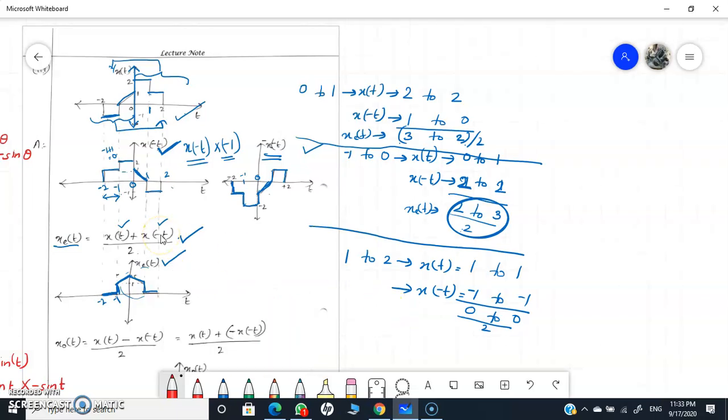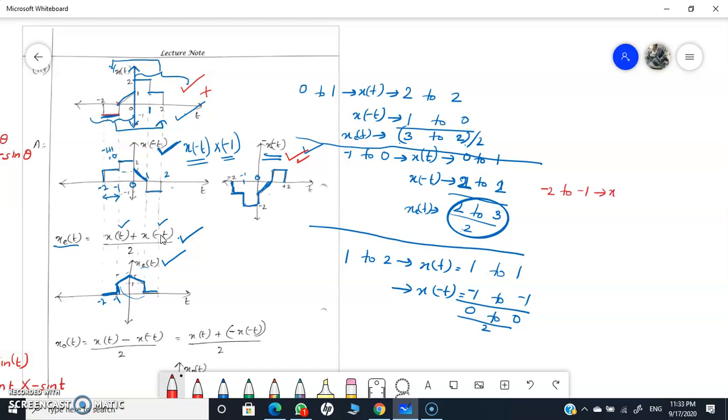Now x of t is given by the first figure. This is x of t, and x of minus t is this. I need to take the sum of this signal with this signal. Here also you have to consider interval-wise. First of all, you are considering minus 2 to minus 1. So what happens from minus 2 to minus 1?